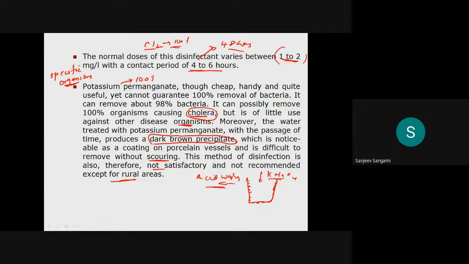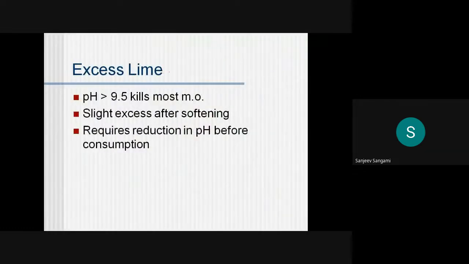So this is one disadvantage in this potassium permanganate disinfection process. So two disadvantages. First one, it is reactive only with specific organisms; it cannot remove all the organisms. And second, it retains a dark brown precipitate, which attaches as color to the boundary of the vessels. If you want to remove that, again you have to acid wash it. That is one disadvantage.